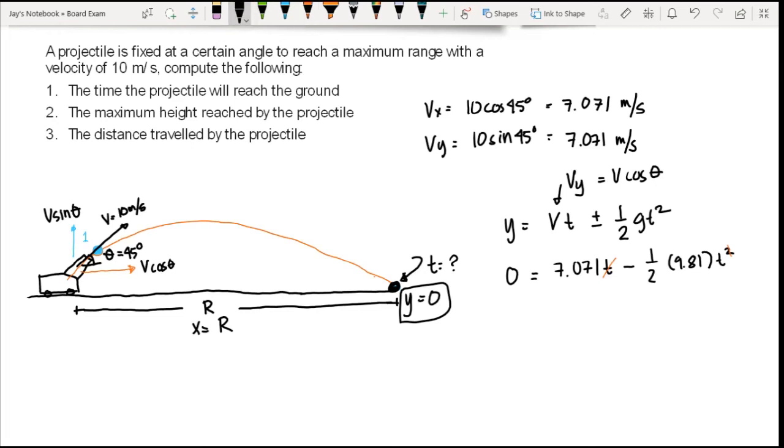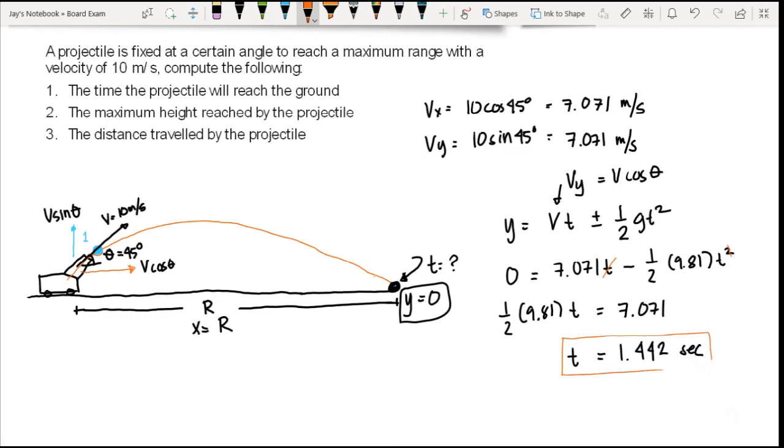So we have 1/2 times 9.81 t is equal to 7.071. So that means our t here, the value of our time, is equal to 1.442 seconds. Okay? So this is our answer for question number 1.